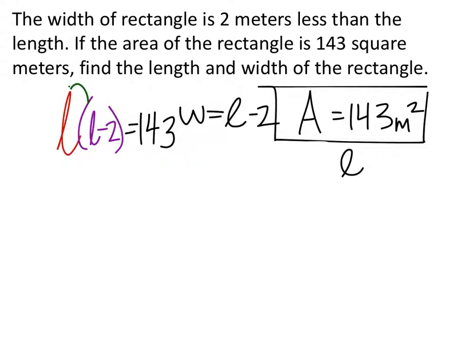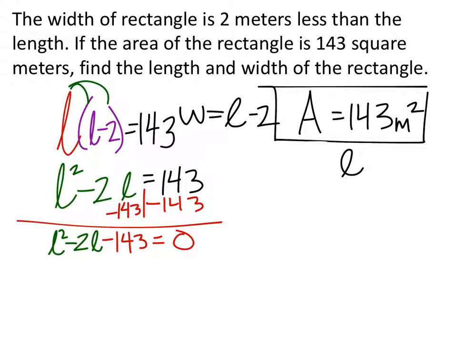Process is working the same, right? I'm going to distribute my L. So now I have length squared minus 2 lengths equals 143. And I want that to equal 0, not 143. So I'm going to subtract 143 from both sides. And there we go. Now once again, it did not give us a coefficient of L squared in this case.